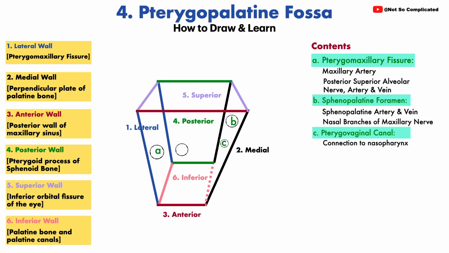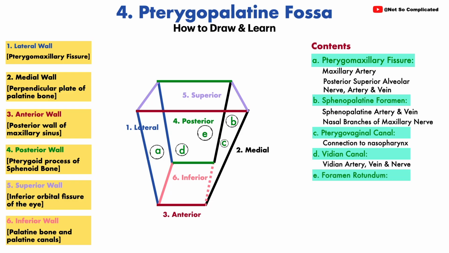And talking about fissures and canals in the posterior wall, there will be a Vidian canal, and obviously by the name, there will be the Vidian artery, vein, and nerve passing through it, and there will be another canal or fissure in that posterior wall again, and that is the foramen rotundum. You might have heard about this a lot. Through this foramen rotundum passes the maxillary division of cranial nerve 5. So if you haven't studied cranial nerve 5, we have a video on that. You can look at it on our channel obviously.